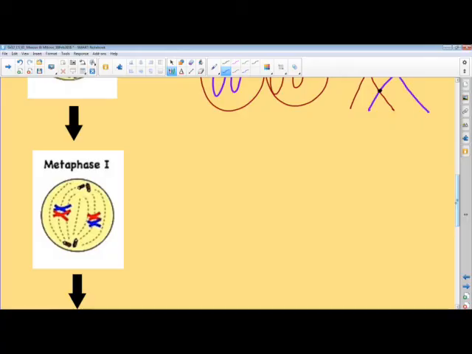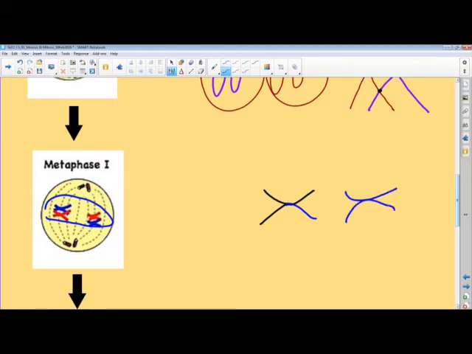In metaphase 1, remember metaphase 1, they go line up on the equator. As you can see over here, they line up on the equator. And as they lined up on the equator, there they are. Oh, that was quite cool. I don't know how we did that, right?